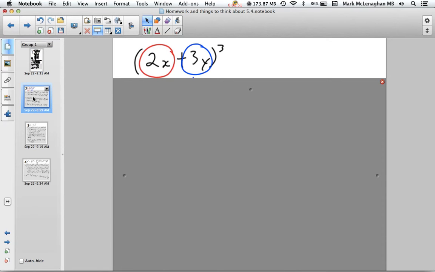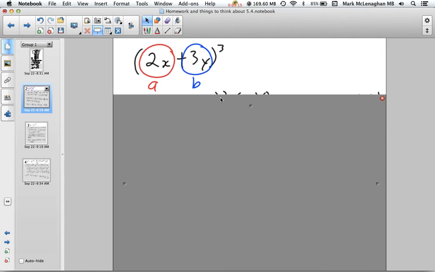So take a second, try to expand this: 2x plus 3y all cubed. If you want to, you can press pause and let the students have a few minutes to try to expand this on their own, and then press play when they're ready to take it up.